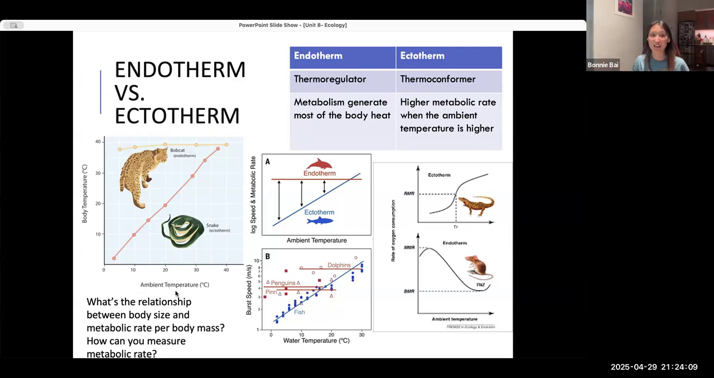Obviously, if it goes way too high, the animal will probably not be able to make it. Or if it goes way too low, the animal usually doesn't make it, or it has other methods so that it doesn't die. Versus the ectotherm, as the environment temperature changes, their body temperature changes a lot more drastically. So you can see that difference between the two. All these different species, same thing.